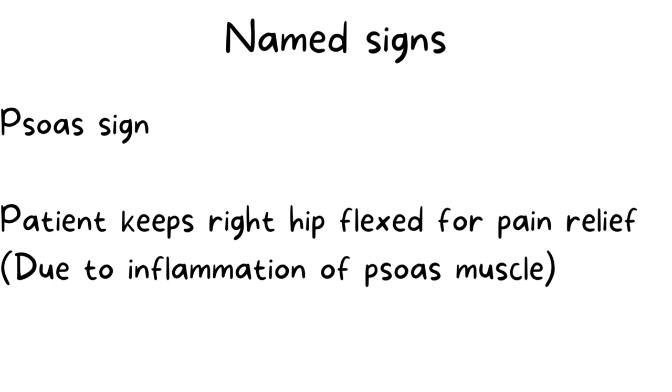Then psoas sign, in which you will see that the patient, while lying on the bed, will keep their right thigh flexed. This is because this offers them some pain relief. The reason is, when the appendix is inflamed, it can irritate the psoas muscle near it. So when it is stretched, there will be pain. So the patient flexes their hip to decrease the pain.